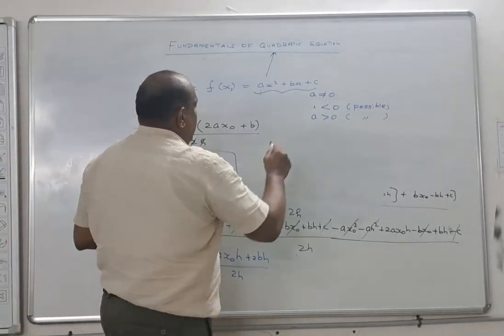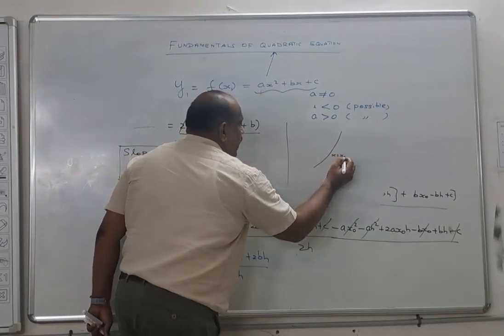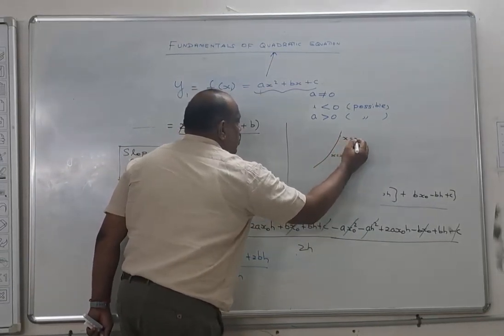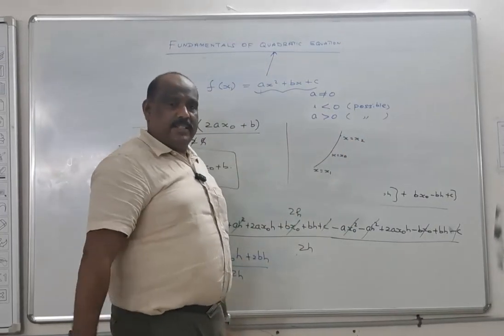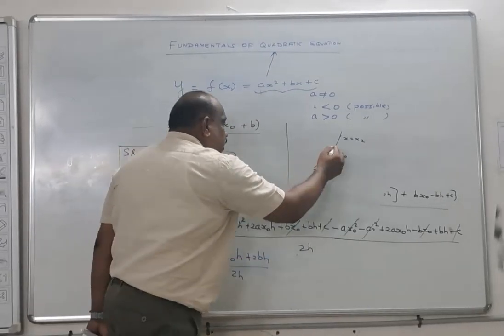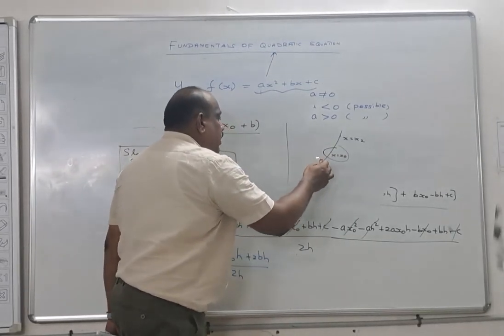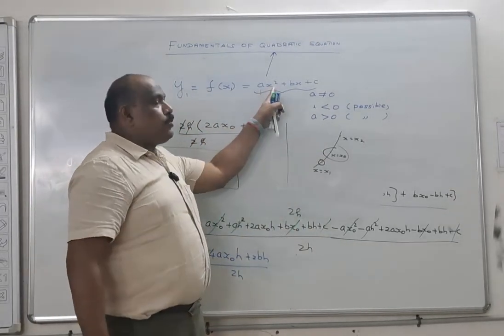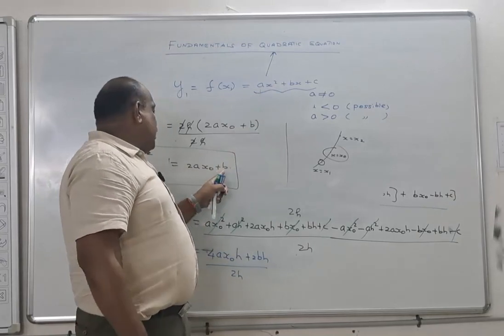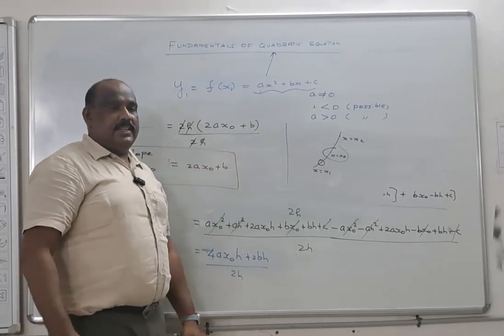I will recall the diagram. This is the diagram we have drawn. Here I told x equal to x naught. Here I told x equal to x2. Here I told x equal to the corresponding x coordinates. So at this point only the slope is this one. But at this point the slope depends upon what? The corresponding x coordinate. Not only that, it depends upon the coefficient of x squared. It also depends upon the coefficient of x.